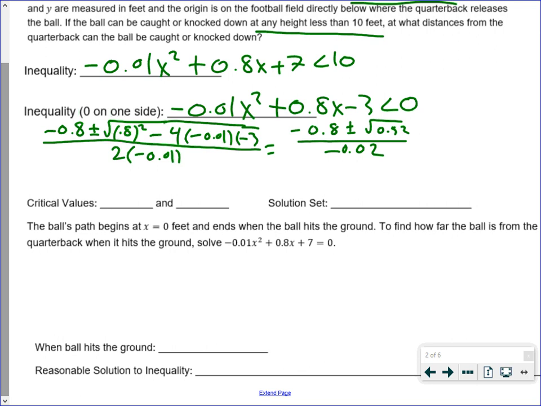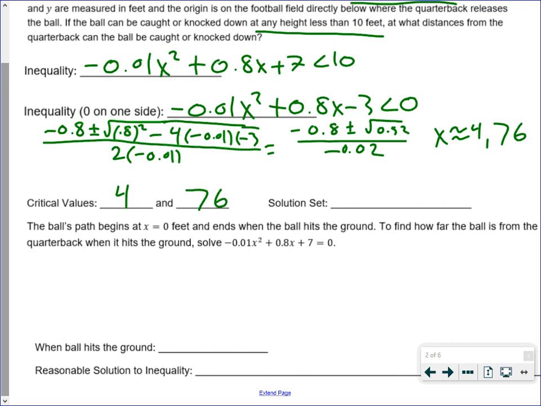And if you solve this out and you get your two solutions, we're going to get our x values to be approximately 4 and 76. If we're rounding to whole numbers, we're going to get approximately 4 and 76. So our critical values will be 4 and 76.